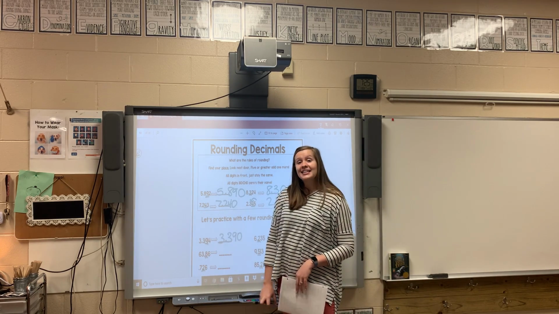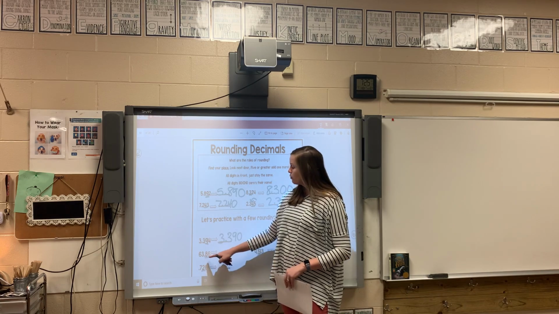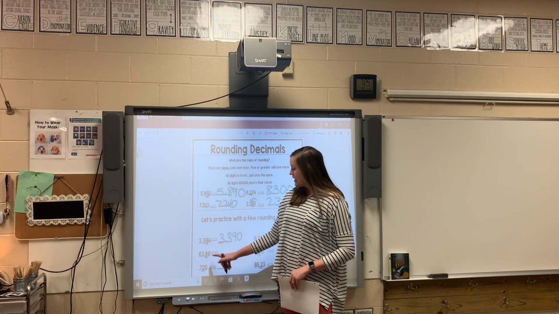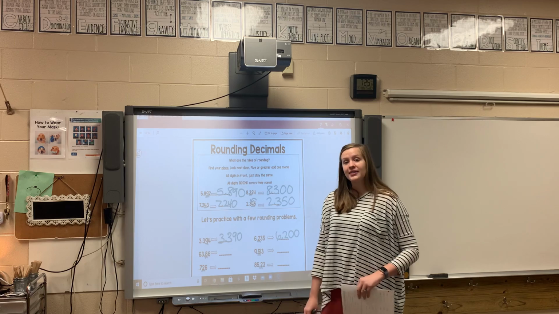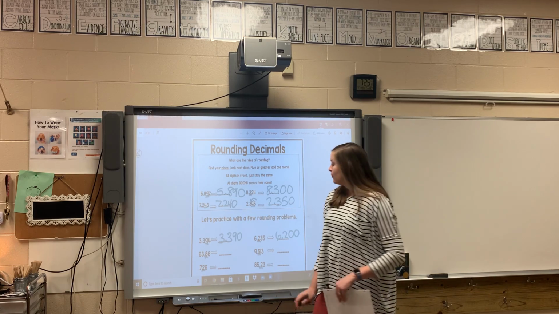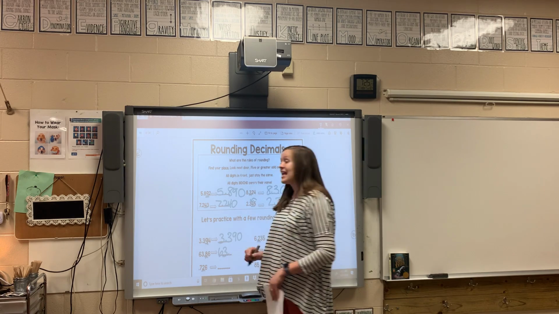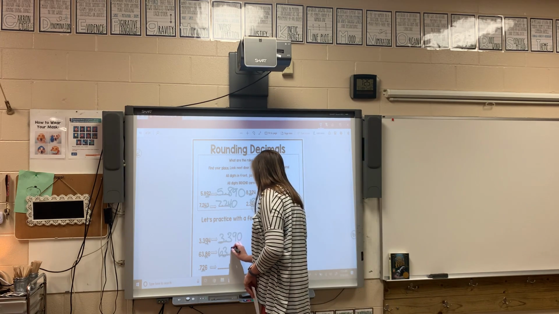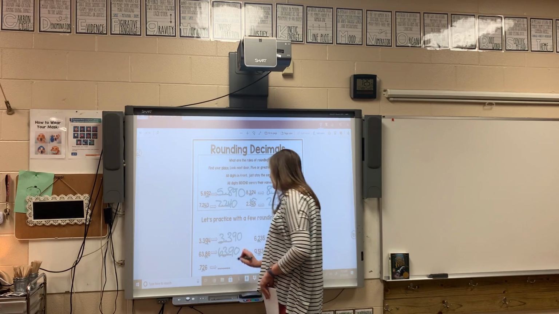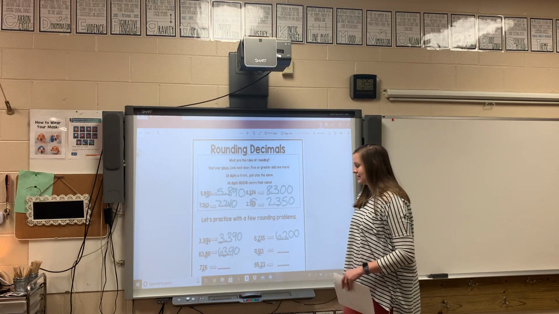63 and 86 hundredths. We're rounding to the tenths place. The 6 tells us that we need to do what to the 8? Add one more. So our 63 stays the same. Our 8, we add one to, and it becomes a 9. And then anything after is a 0. So 63.90.